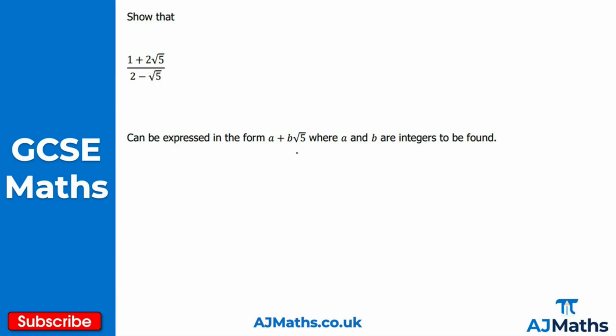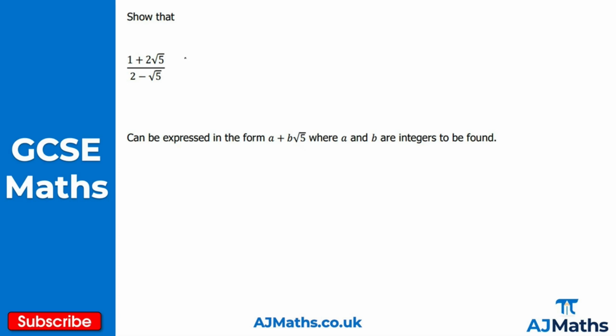So a plus b root 5, where a and b are integers to be found. Remember, an integer is just a whole number, can be positive, can be negative, so we won't worry about that too much. But where do we begin with this? Well, what I see straight away is we have a surd in the denominator here.